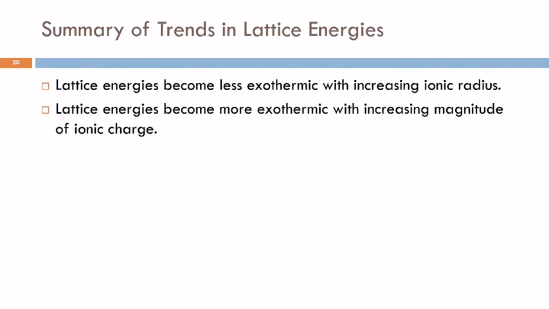So, trends in lattice energies. The lattice energies become less exothermic with increasing ionic radius, and they become more exothermic with increasing magnitude of ionic charge. This is like some of the predictions we did on the periodic table. There's a limit to what you can compare just on trends. And so you can't look at both of these at the same time. You have to look at one or the other individually.